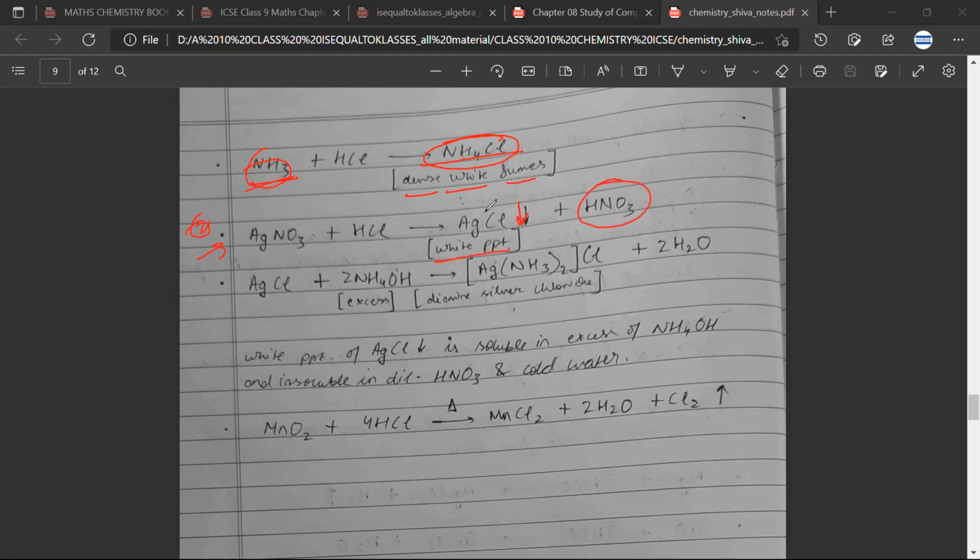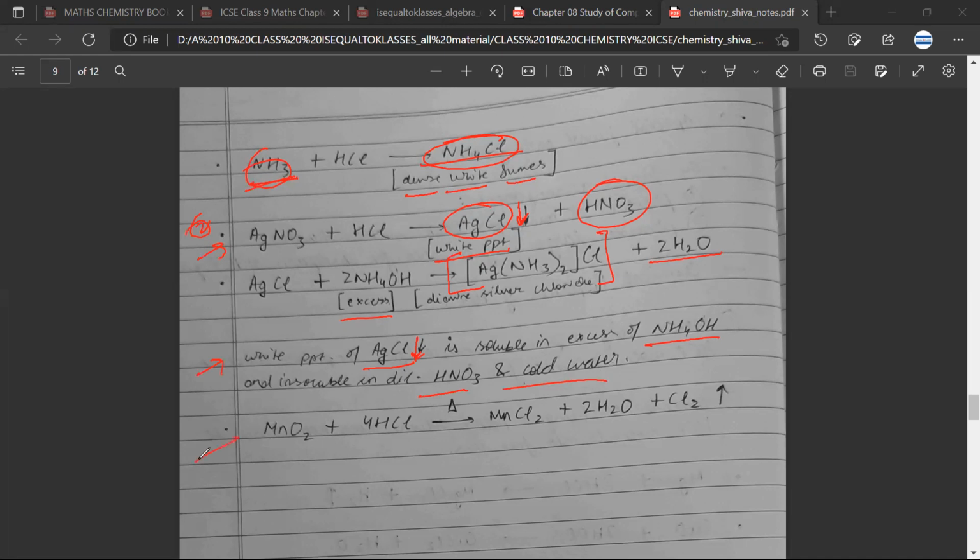Now if you take this precipitate and you add excess of NH4OH, NH4OH means ammonium hydroxide, in excess, then you will get diamine silver chloride, or Ag(NH3)2Cl. So please note this formula down, plus 2H2O. Now the white precipitate of AgCl is soluble in excess of NH4OH and insoluble in dilute HNO3 and cold water.